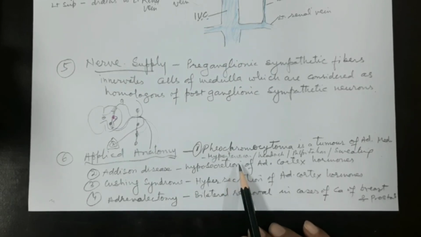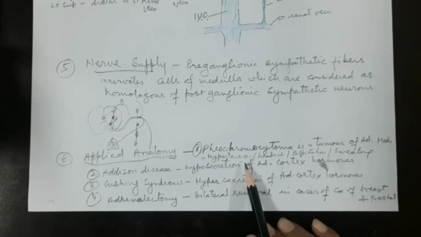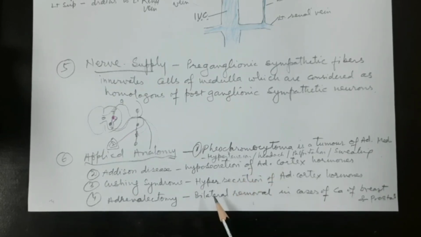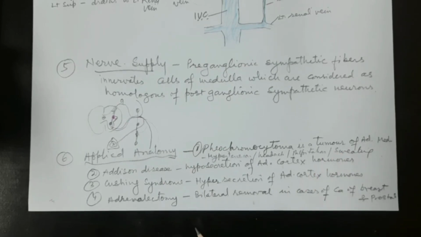There is always constant high blood pressure, and because of that there is headache. Then there is palpitation, meaning the heart rate has increased, and sweating takes place. So all this sympathetic overactivity is seen because of the presence of this tumor, and naturally the tumor has to be removed. The condition where the tumor or the gland has to be removed is called adrenalectomy.